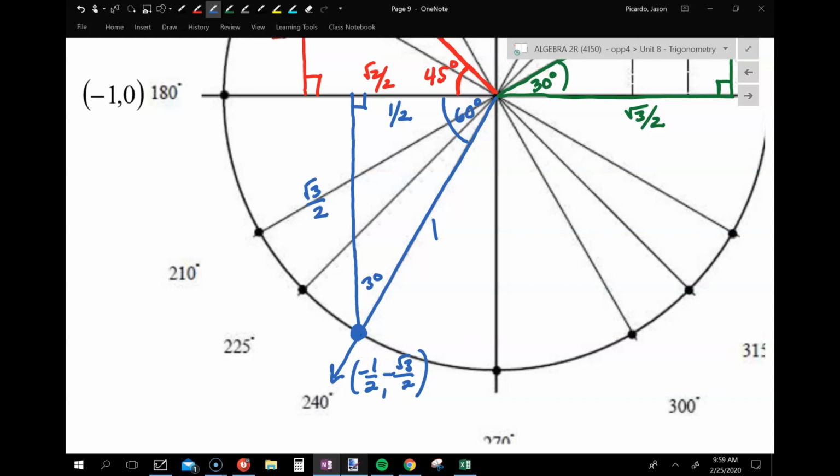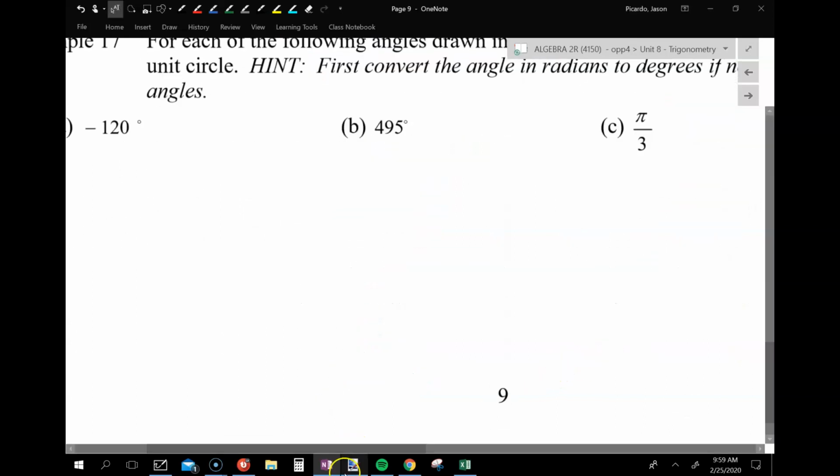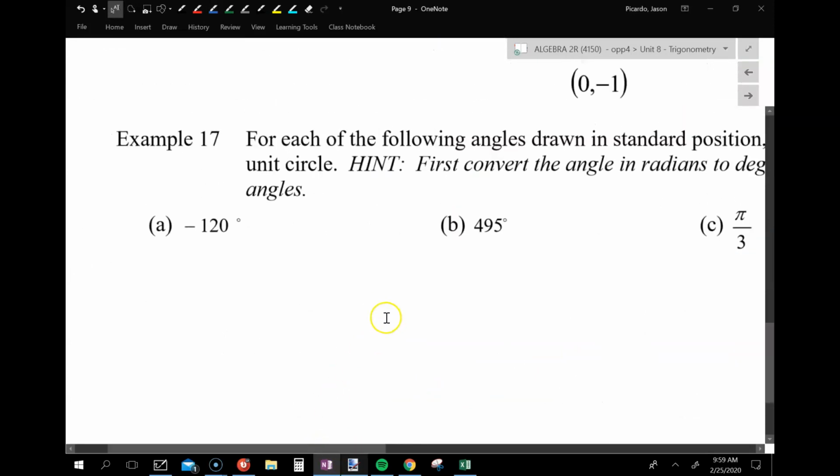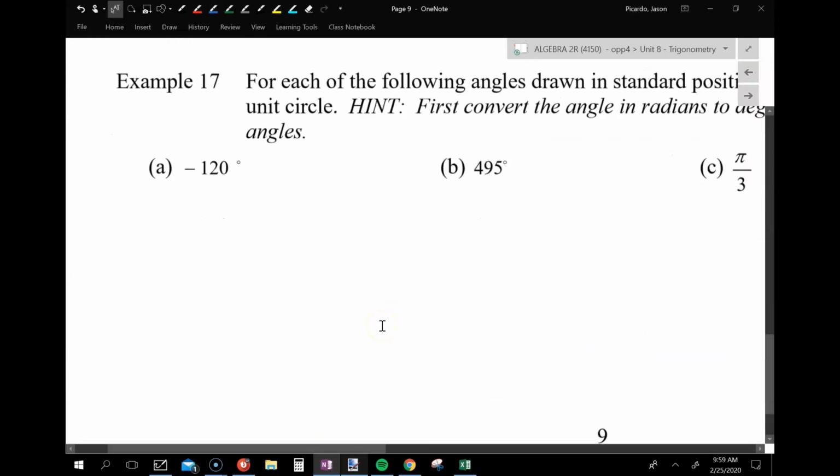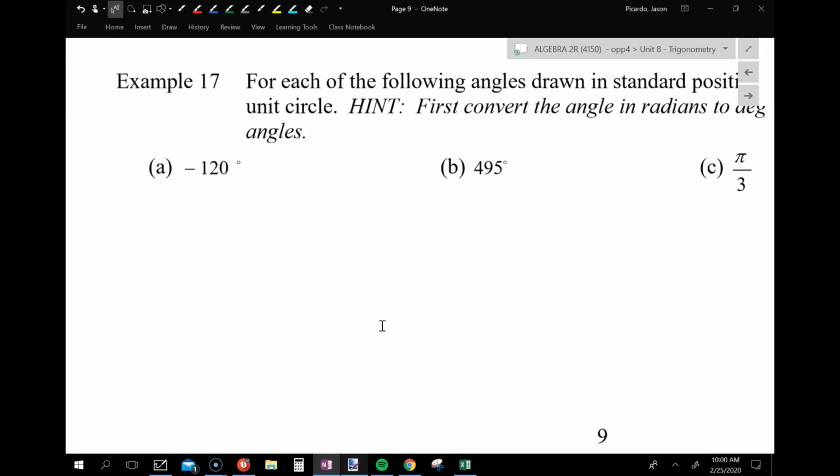Guys, what we just did is we created triangles on the unit circle. Is that a difficult process if you know those basic triangles? Yeah, as long as you can create a reference angle, you should be good, right? All right, so down here, negative 120. What I want to do is put this on my unit circle and figure out that special point.